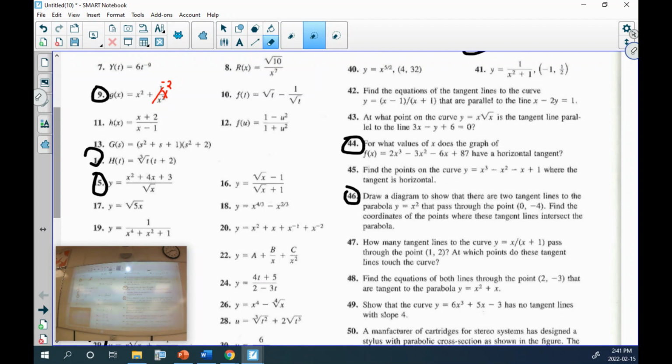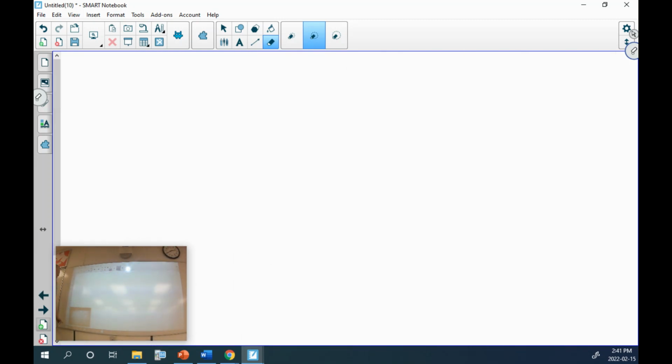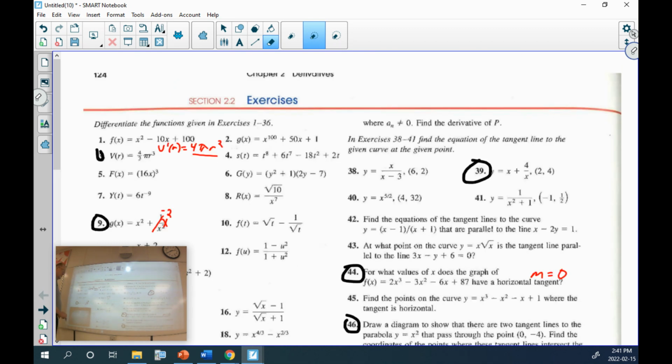Okay. So for what values of x does the graph of 2x cubed minus 3x squared minus 6x plus 87 have a horizontal tangent? Molly, what is the slope of a horizontal line? So m is equal to 0. Okay. So we're only looking for the values of x this time. I guess I might want to write that down.